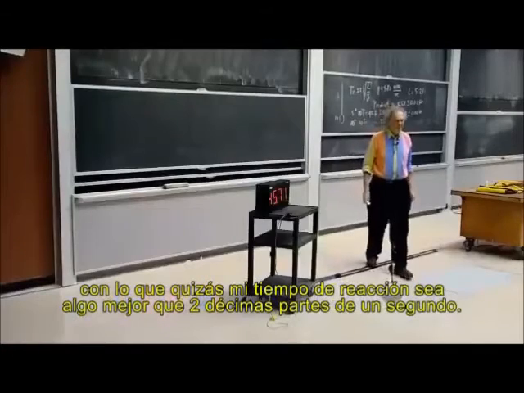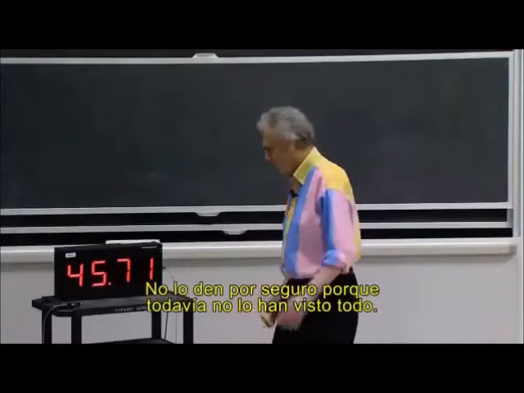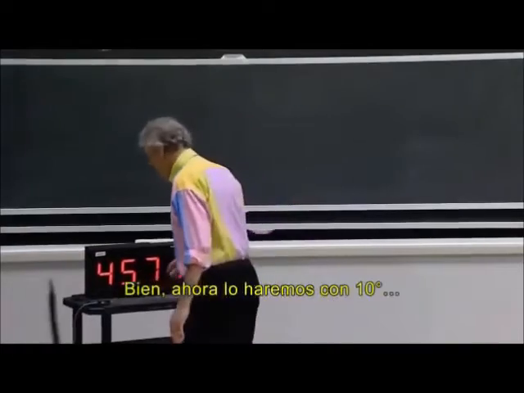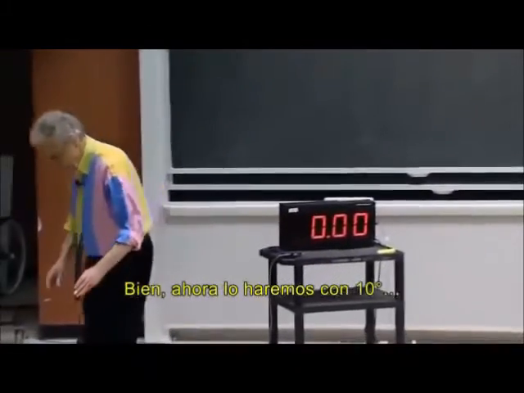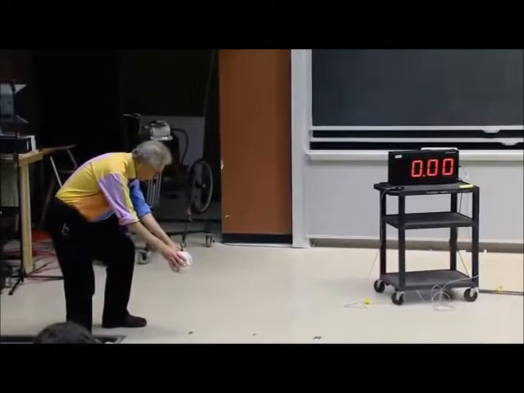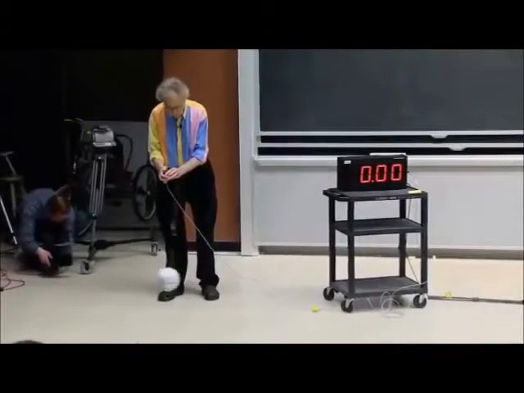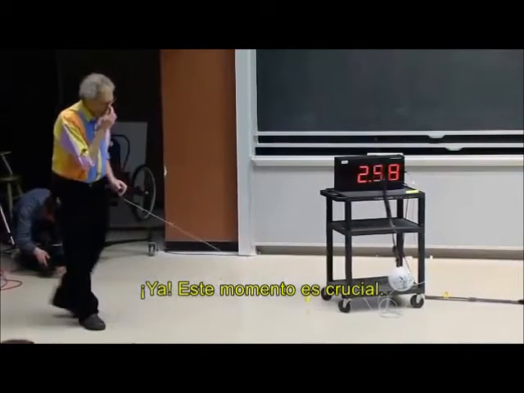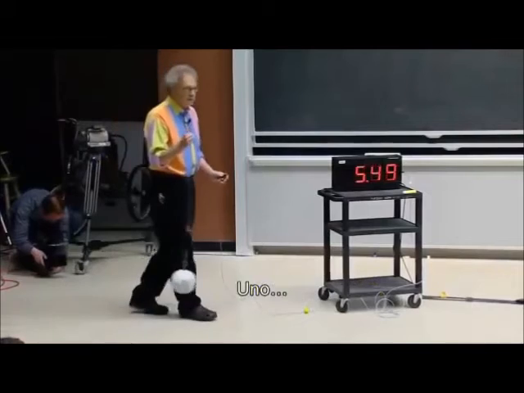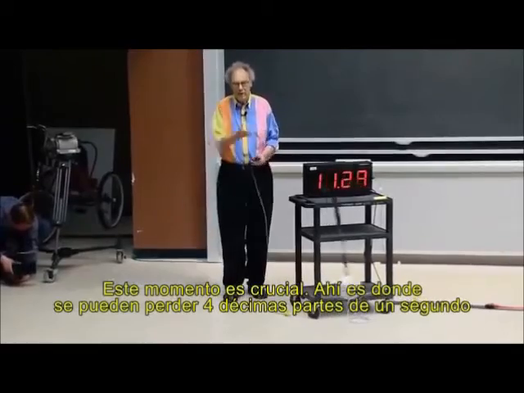So maybe my reaction time is a little better than 0.2 of a second. Don't count on it because you haven't seen the rest yet. So, now 10 degrees. That moment is crucial. That moment is crucial. That's where you can lose 0.4 of a second and then you look like an idiot in front of your students.